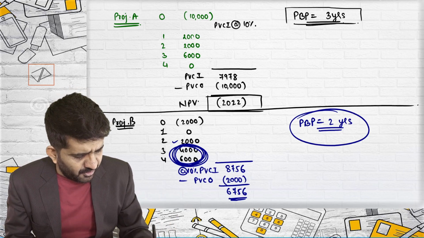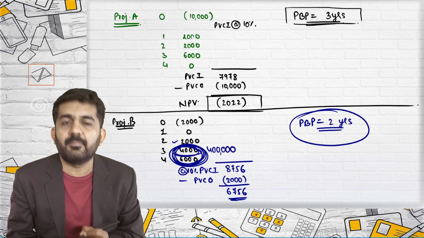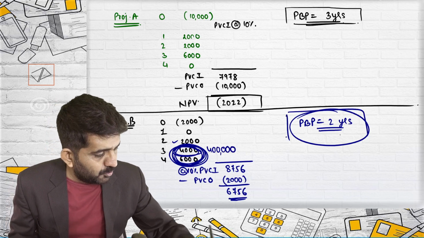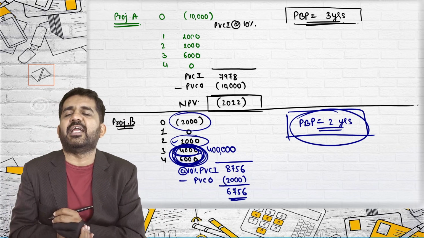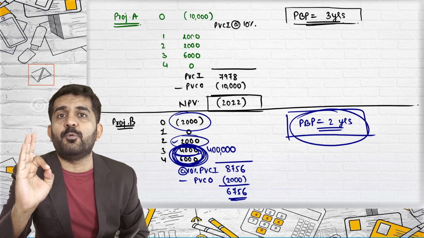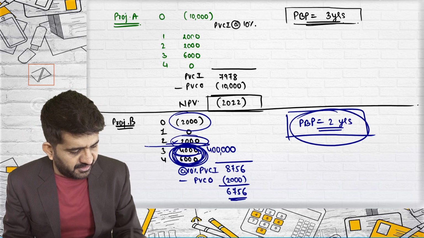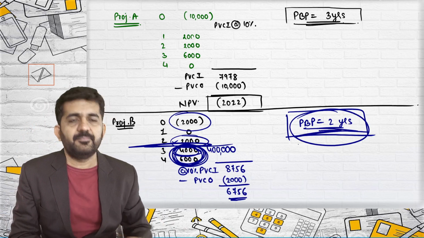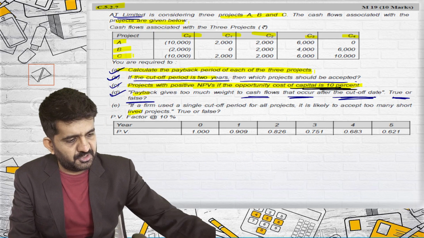See, instead of this 4,000, suppose it was 4 lakh rupees. My payback period would still be 2 years. I need to recover my 2,000, which is recovered in the second year. So payback period gives zero importance to the cash flows which are after the cutoff date. Here cutoff date is 2 years, right? So the statement is false. Good question asked by the institute.